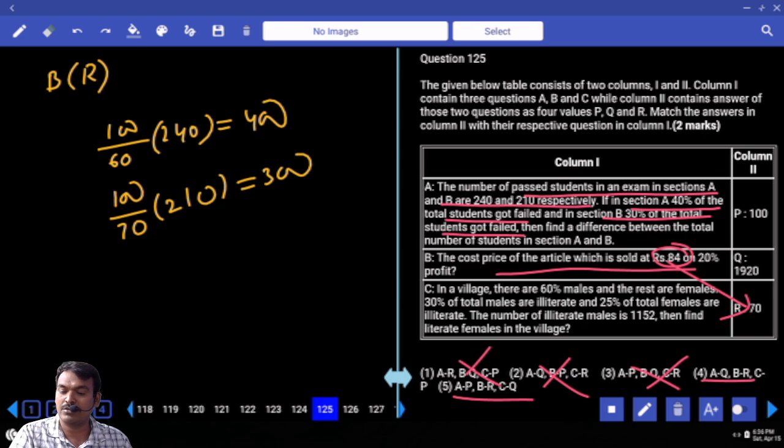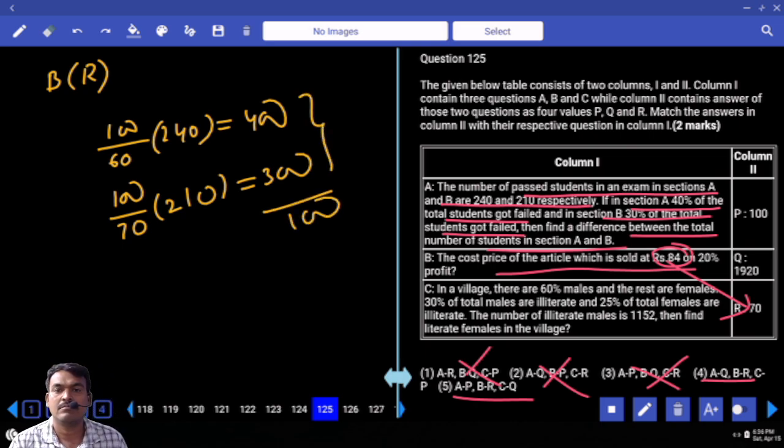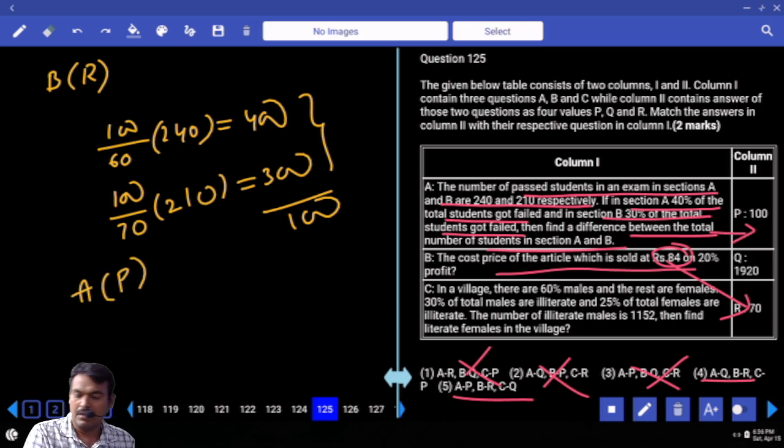Then what is the question here? The difference between the total students of section A and B. What is the difference? Section A is 400, section B is 300. The difference is how much? 100. 100 means the A value is equal to P, and AP and BR. Which option? Fifth option.